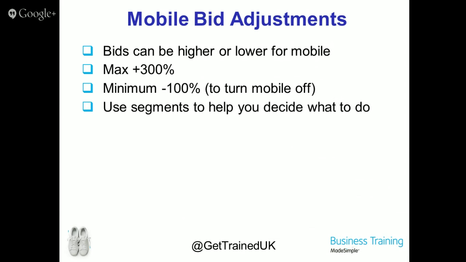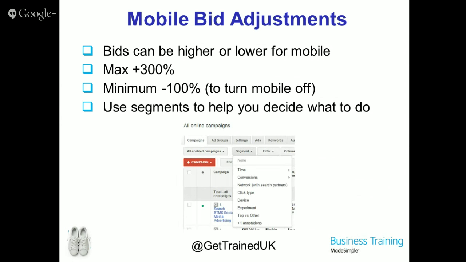Now, if you're not sure whether mobile traffic is useful to you or not, there is something built into AdWords called segments. For those of you who've done any kind of stuff with Google Analytics, you'll be aware of segments. It's about dividing your data up and looking at how different parts of your website audience behave compared to others. And it's the same in AdWords.